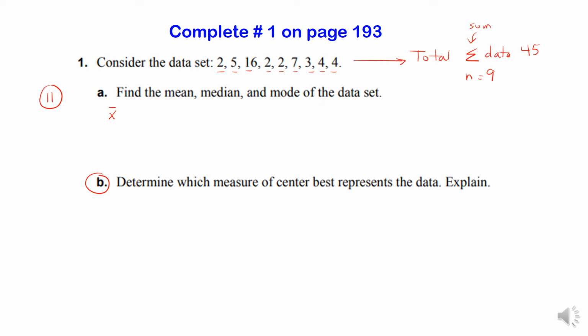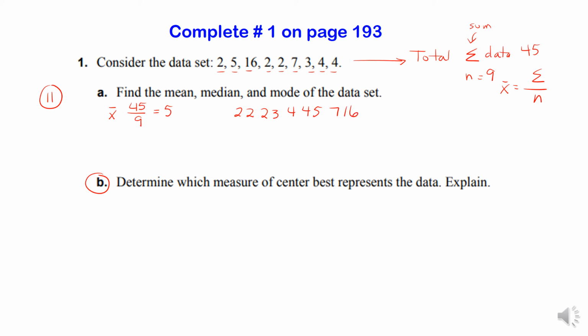Okay, so the mean is 45, which is the sum, divided by the number. So it's the sum divided by the number, and that is our mean. So we get 45 divided by 9 is 5. Okay, now remember I told you you have to put them in order. So we're going to go ahead and put them in order: 2, 2, 2, 3, 4, 4, 5, 7, 16.